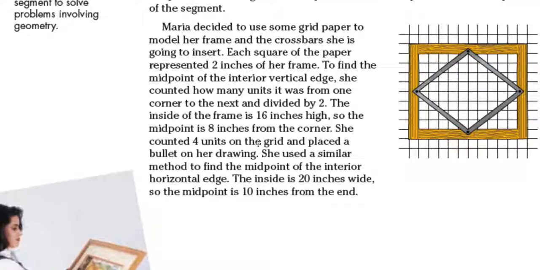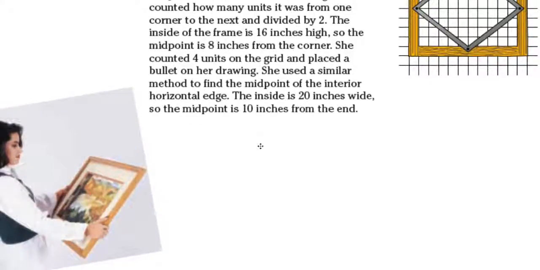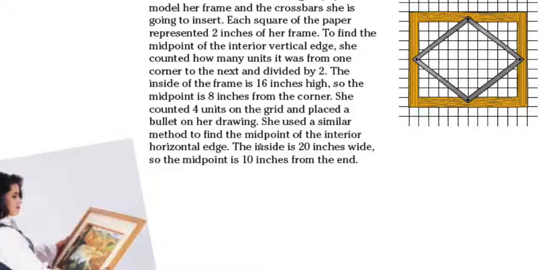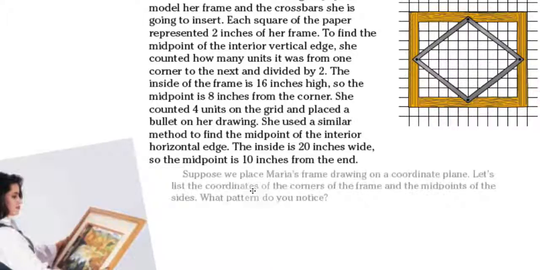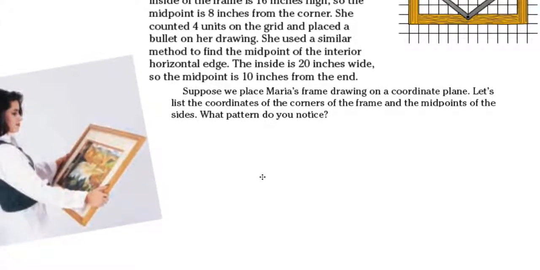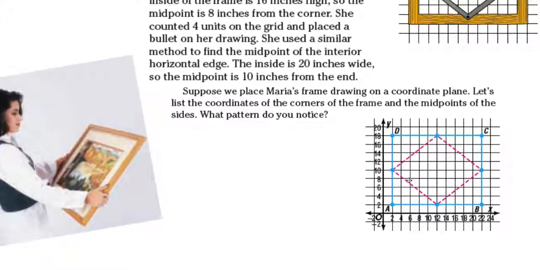She used a similar method to find the midpoint of the interior horizontal edge. The inside is 20 inches wide, so the midpoint is 10 inches from the end. Okay, so suppose we place Maria's frame drawing on a coordinate plane. Let's list the coordinates of the corners of the frame and the midpoints of the sides. Something like this. And what pattern do you notice?